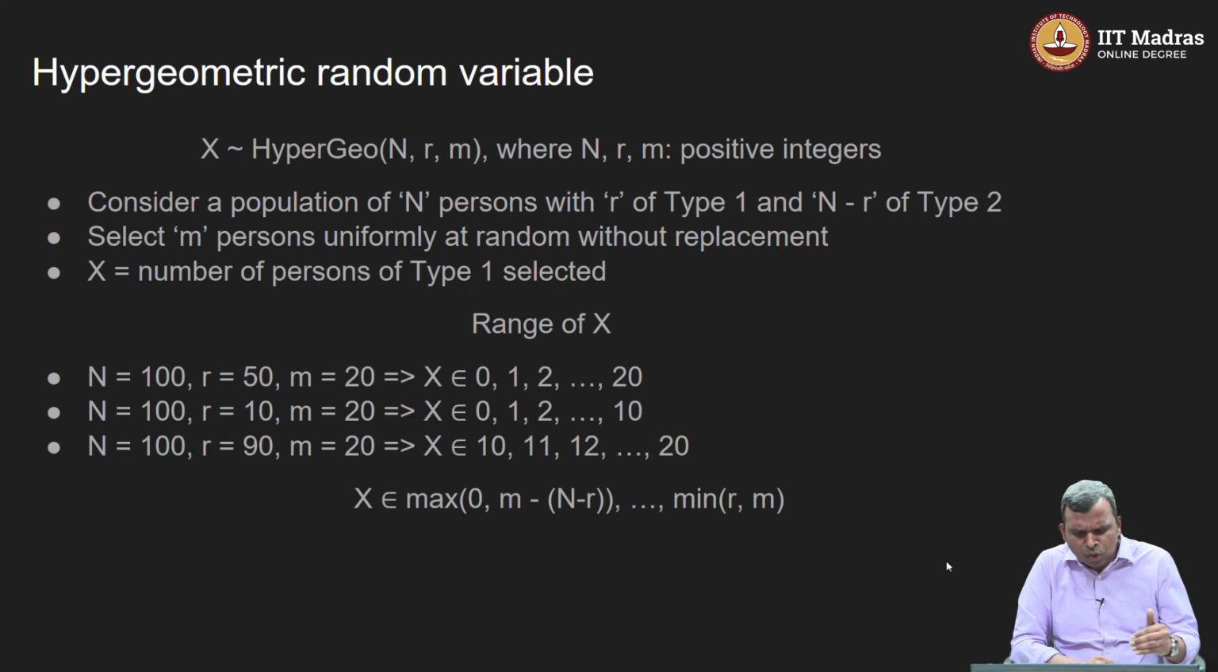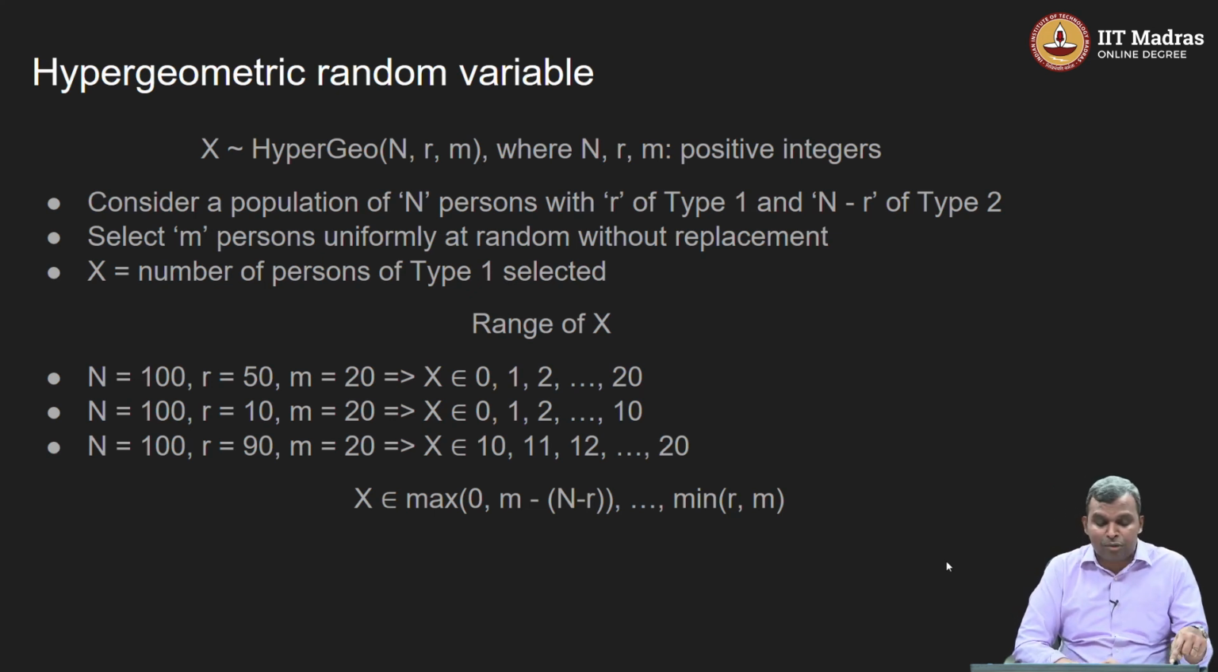Okay. So to understand the range of X, you notice it's a bit complicated. It's going to depend on n, r, and m in a funny fashion. So here the answer is finally given: it's from max of 0, m minus (n minus r), all the way to min of r, m. Okay. So a few illustrative cases are given here.